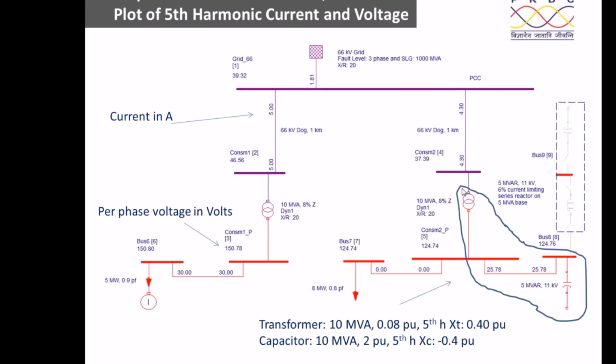Now you see this transformer. The transformer is 10 MVA, 8% impedance, that is 10 MVA, 0.08 per unit. At the fifth harmonic, the transformer impedance becomes 0.08 into 5, 0.4 per unit. What it means is that at the fifth harmonic, the reactance of the transformer, the XL value, is getting negated with respect to the XC value, which implies this becomes a low impedance path.